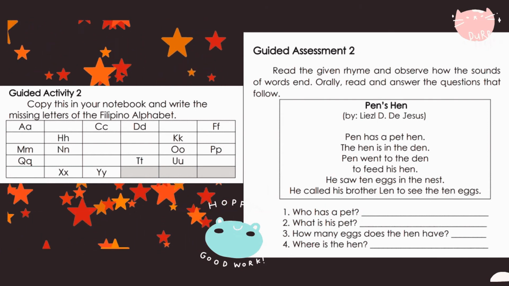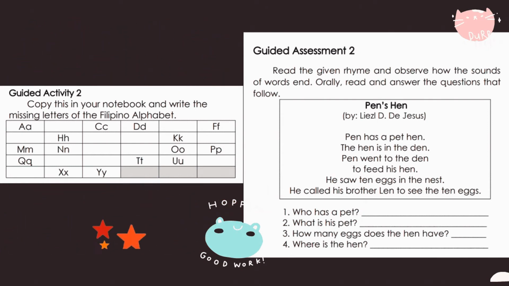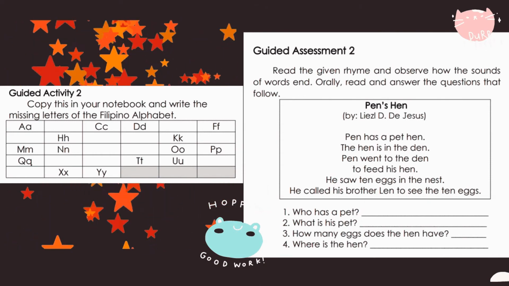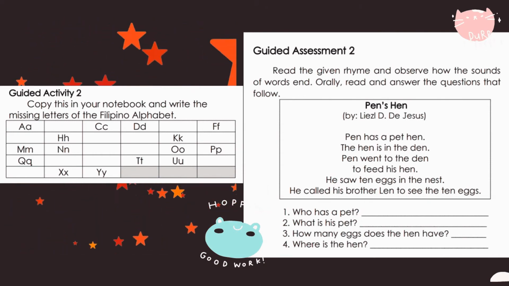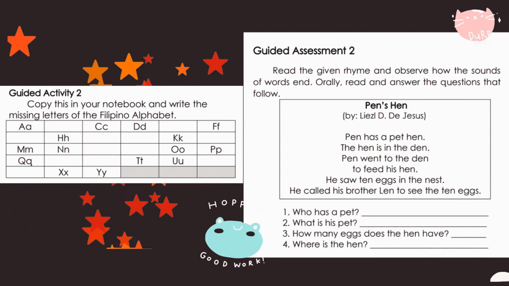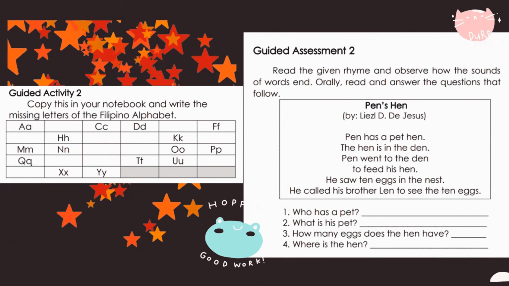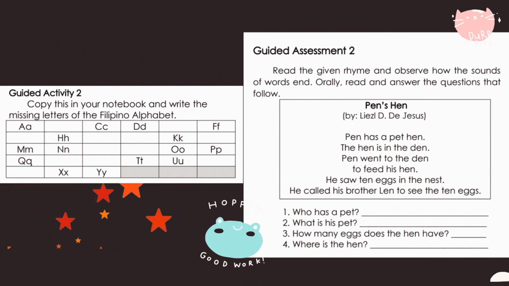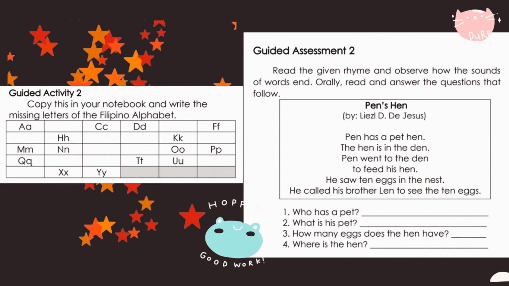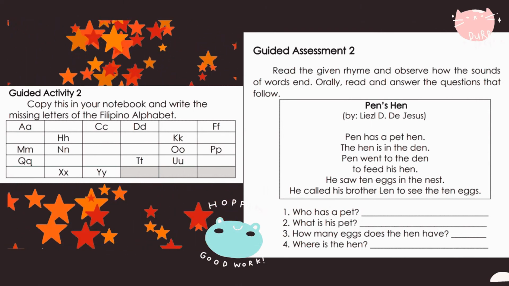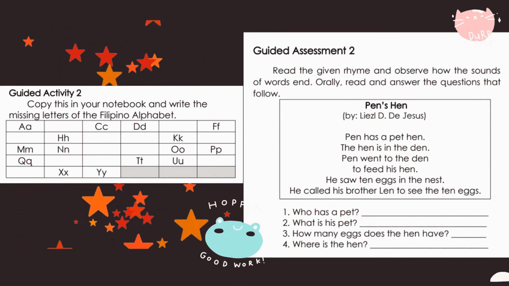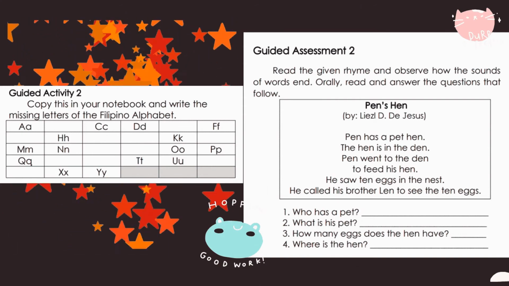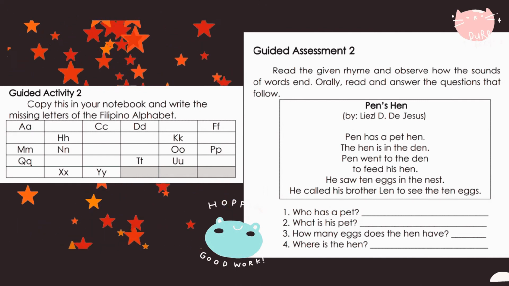For guided assessment 2, read the given rhyme and observe how the sounds of words end. Orally, read and answer the questions that follow. For guided assessment 2, you are not going to write your answer. Rather, you are going to recite it. Listen attentively as we read the rhyme in order for you to answer the questions that follow correctly.